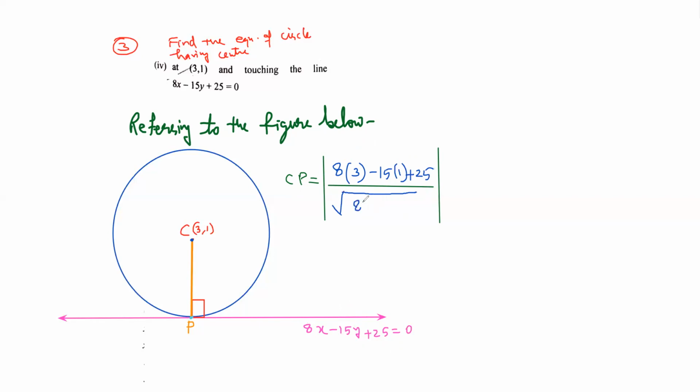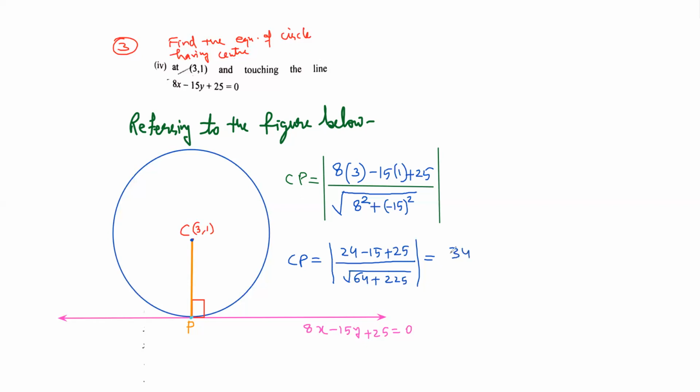8 square, that is the coefficient of x square, plus minus 15 square. So you will have CP is equal to 8 3s are 24 minus 15 plus 25 upon square root of 64 plus 225. So you got here 49. See, 25 plus 24 is 49, or you can do this.